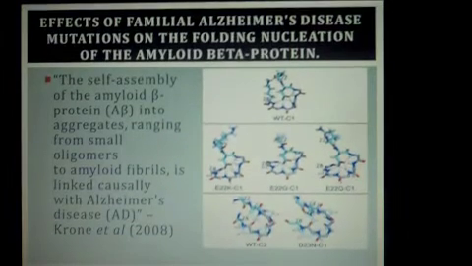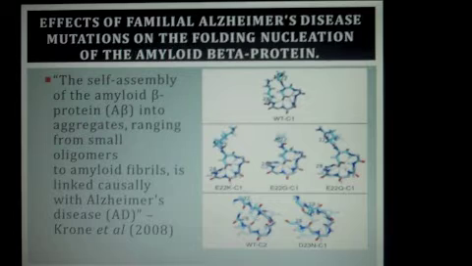The article we have chosen to base our presentation upon was found on the PubMed website, authored by Courtney et al. in the year 2008. The title is Effects of Familial Alzheimer's Disease Mutations on the Folding Nucleation of the Amyloid Beta Protein. This article states the self-assembly of the amyloid beta protein, abbreviated AB, into aggregates ranging from small oligomers to amyloid fibrils, linked causally with Alzheimer's disease, abbreviated AD.